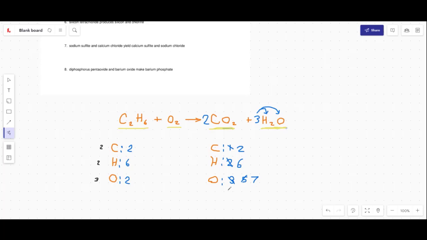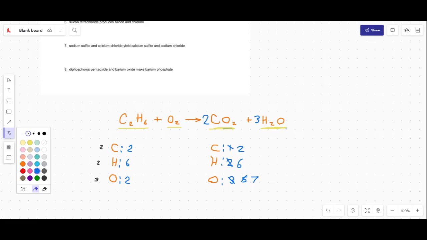So it requires you to be a little careful with your thinking here, because it's very easy to make mistakes in tallying these up. So now I have a problem. I have an odd number of oxygens on the right-hand side and an even number of oxygens on the left-hand side. What do I do?